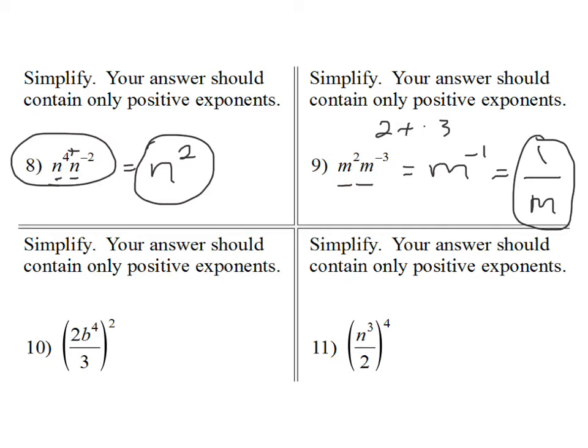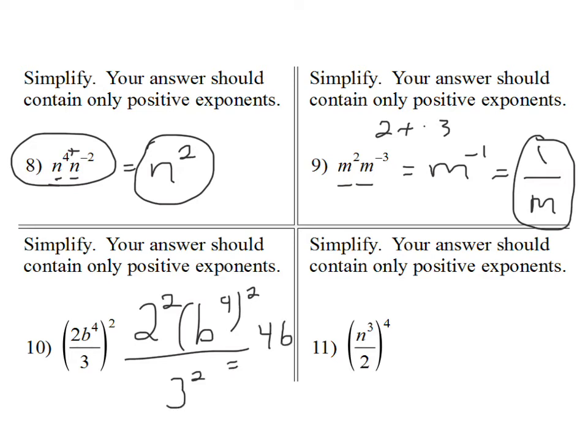Here we have the power of a quotient. So when we have a power of a quotient, we have to distribute the power to every factor inside. So we have 2 to the second, b to the fourth to the second, all over 3 to the second. So then what's going to happen here is we get 4b to the eighth, because remember, when you have power to power, we have to multiply those, all over 9. So there's my final answer.